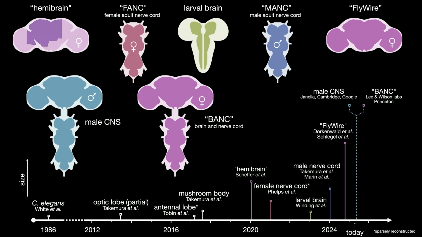And the second one that I'm less familiar with, I know of it, is the BANC data set, brain and nerve cord. That is being generated again by the labs of Wei-Chung Allen Lee, and Rachel Wilson is involved, and it's supported by the FlyWire folks in Princeton. Okay.